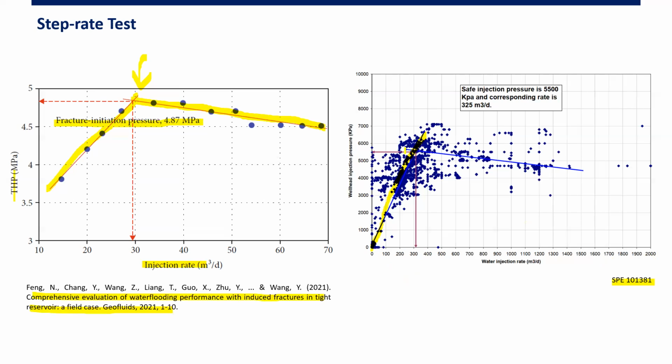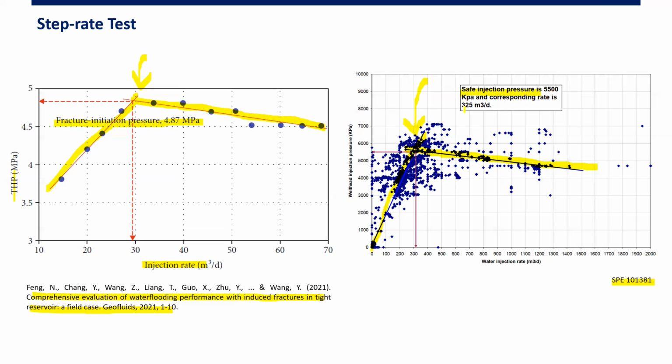But somewhere after this point, if you keep increasing water injection rate, somehow you can see the wellhead injection pressure either being constant or in this case, sort of decreases like that. That's why the author makes a negative slope and creates a line there. And they conclude that the intersection between these two lines, you can take that as the fracture initiation pressure. And from that, they say safe injection pressure is 5,500, corresponding rate is 3 to 5.